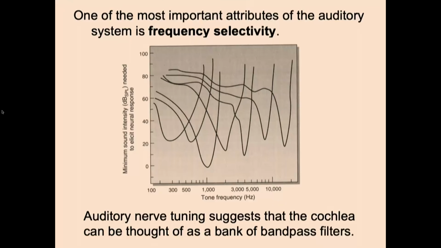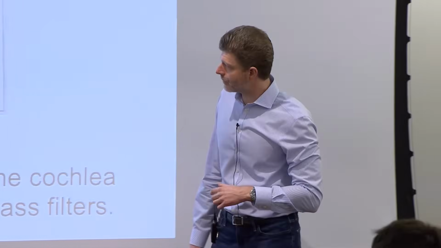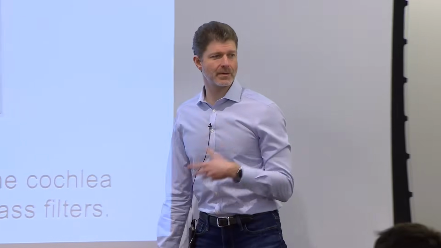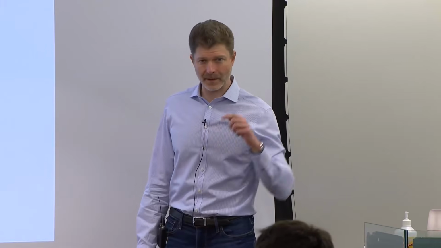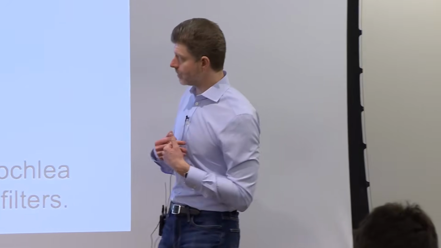Okay, so one of the most important attributes of the auditory system is frequency selectivity. So you saw this picture last time. These are tuning curves for auditory nerve fibers. So each one of these lines corresponds to a nerve fiber. And remember, each line plots the minimum sound intensity at a given frequency that is necessary to elicit a response in the fiber. So you hook an electrode into a nerve fiber, you're playing frequencies of different intensities, and you're looking at what the threshold of the nerve fiber is.